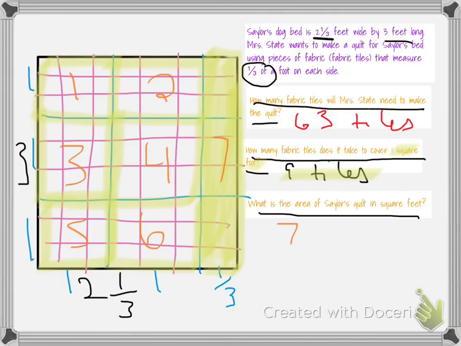Or the other way that you can find the answer is take our total number of tiles, which was 63, and divide that by our 1 square foot, which was 9. Okay, and 63 divided by 9 equals 7.